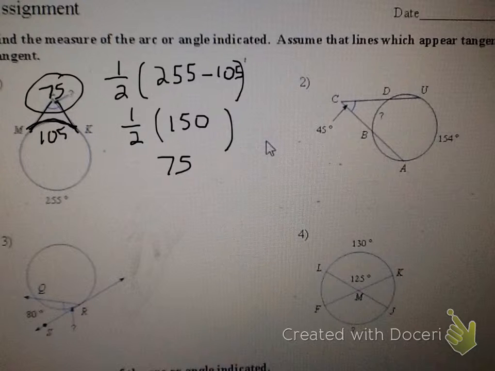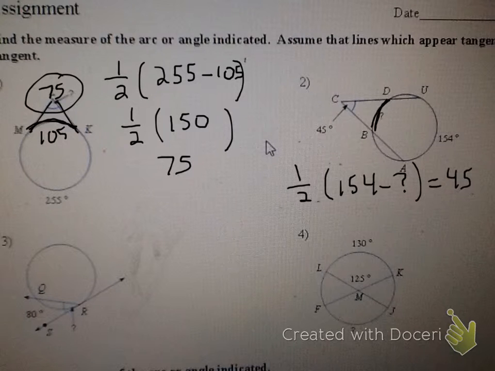It's also outside the circle, so half of the two arcs, half of 154 minus the one we're trying to find equals 45. Now this is one where you don't know the arc, and so to get this question mark by itself, we've got to multiply both sides by 2. And 154 minus some angle equals 90. So you just need to find that angle. You can subtract 154 from 90 and take the opposite sign, or you can just add your way back up.